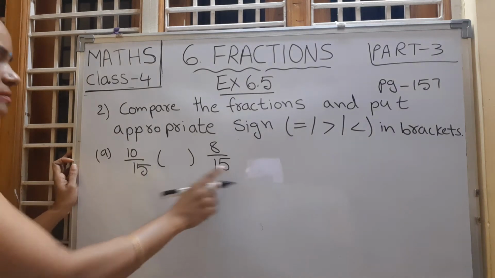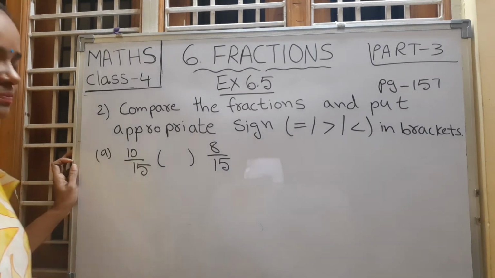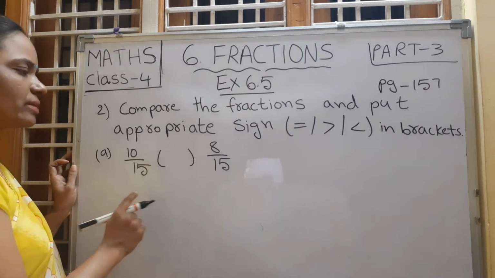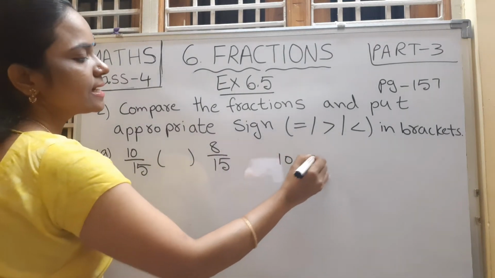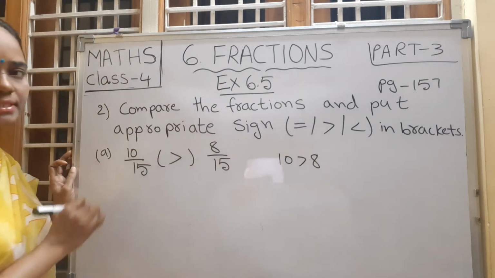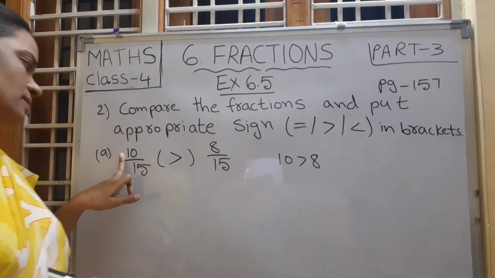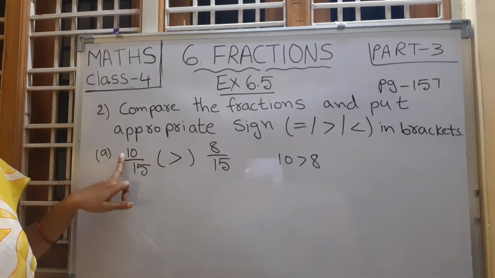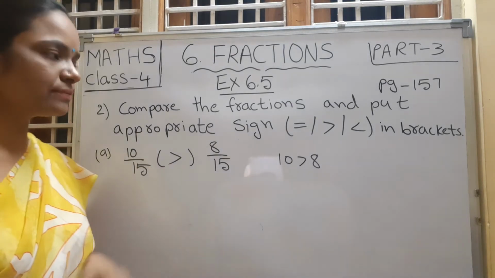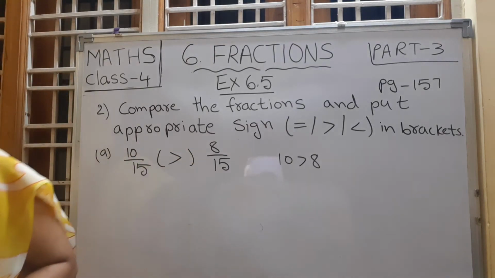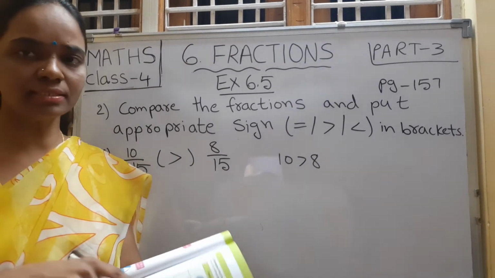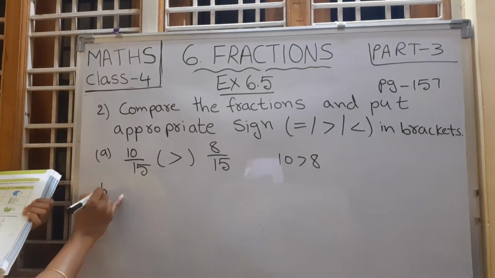Here both denominators are the same, so just compare the numerators. 10 is greater than 8. So put the greater than symbol. The numerator here, 10, is greater and 8 is less. So 10 by 15 is greater than 8 by 15. Just check the numerators. Okay, next.